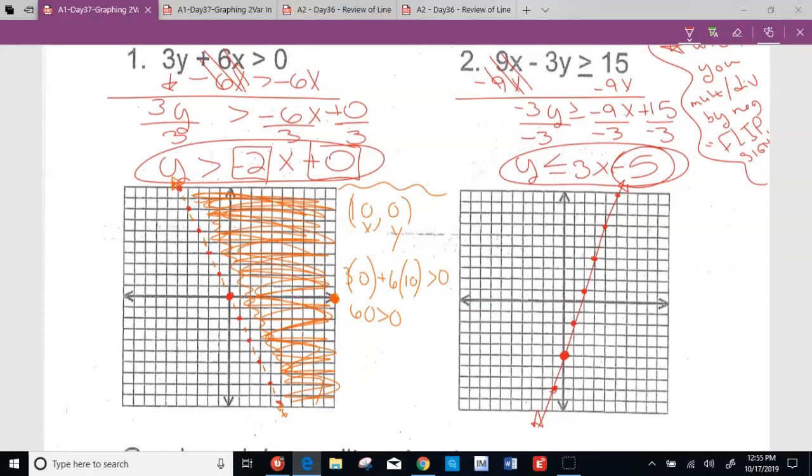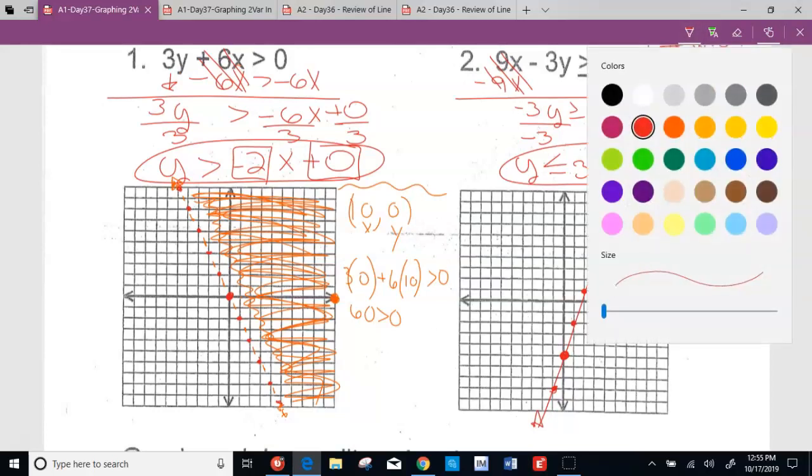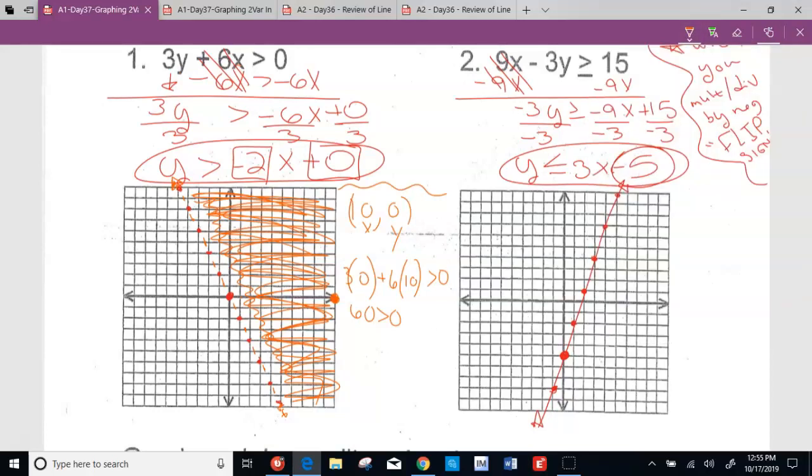So now, we need to figure out which side is the good side and which one's the bad side. So we're going to pick another point. Whenever possible, pick a point that has the smallest, easiest numbers. So what point on the grid here has really easy numbers that we can use? Give me a location. The origin is a really good place right here to use. So since we don't know which side to shade, we're going to use the origin. What are the coordinates at the origin? 0, 0. So let's plug in 0 for x and 0 for y into our equation.